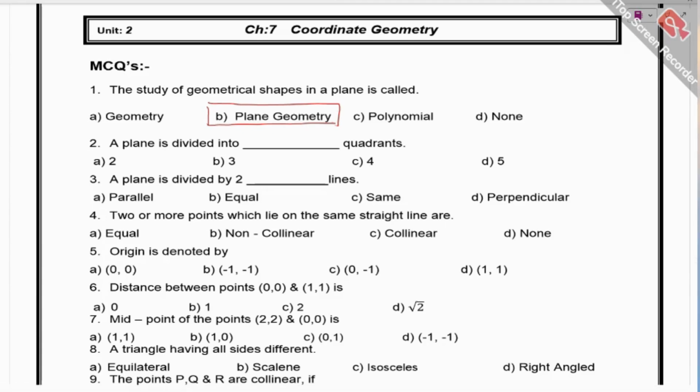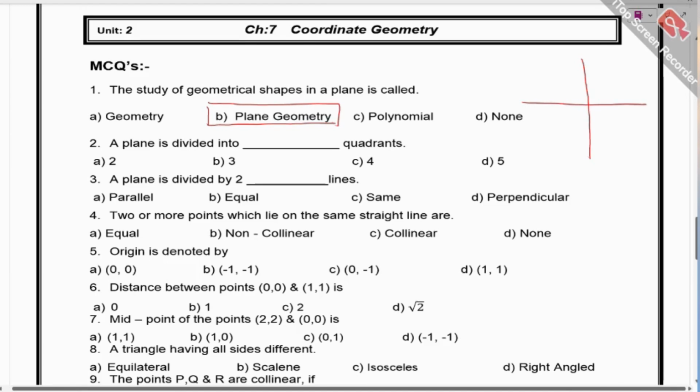So a plane is divided into four quadrants. You will know that we have one plane and we will draw here two axes, the x-axis and the y-axis. These are the perpendicular axes. So we will divide into four quadrants. First quadrant, second, third quadrant and the fourth quadrant. So option number C will be the correct answer. A plane is divided by two perpendicular lines. Option D will be the correct here.